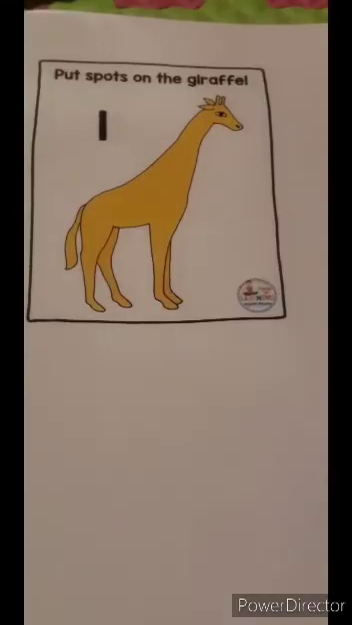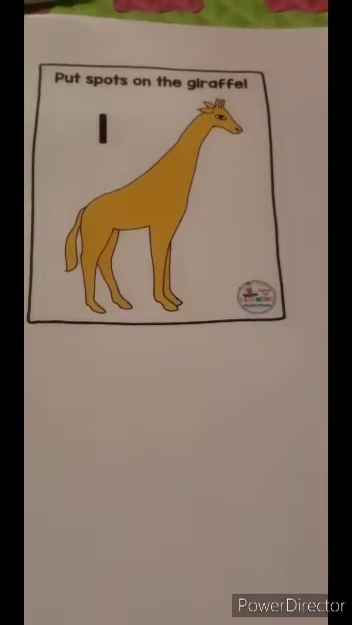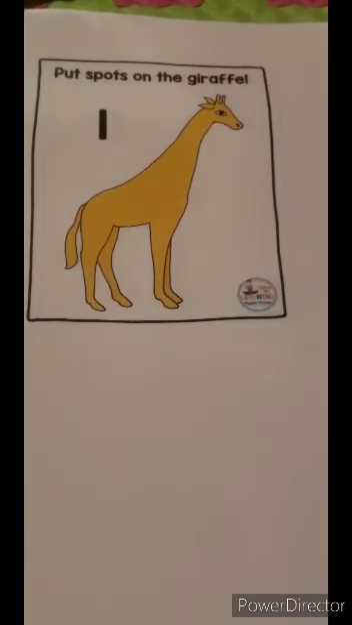Let's do it. Now, what do we notice about this giraffe? It doesn't have any what? It doesn't have any spots. But it does have a number next to it. Can anybody identify that number? That is the number 1. So how do you know how many spots to count for this giraffe? By identifying that number, right? So we're going to put 1 spot on the giraffe.